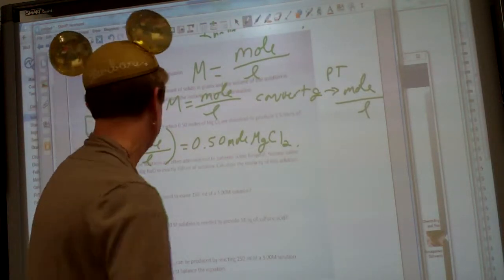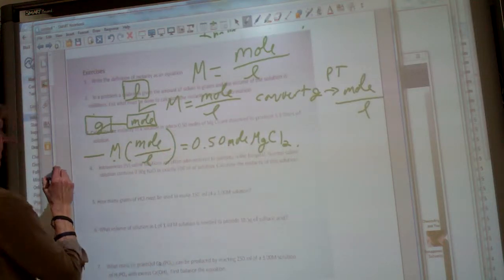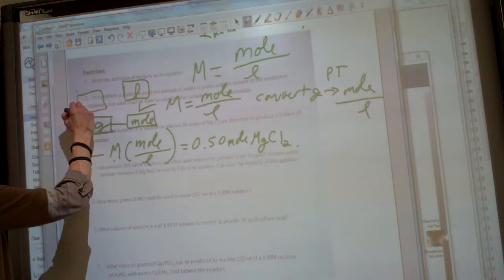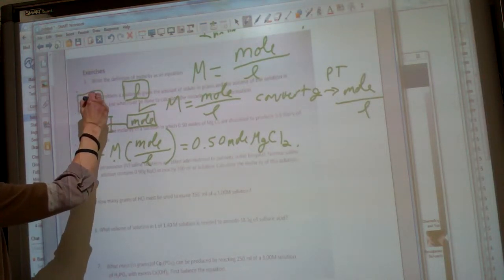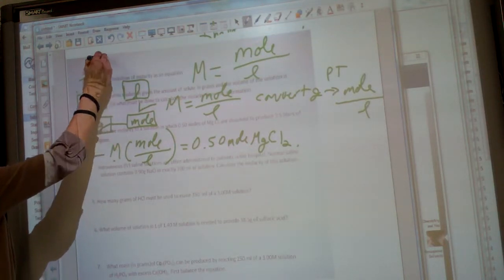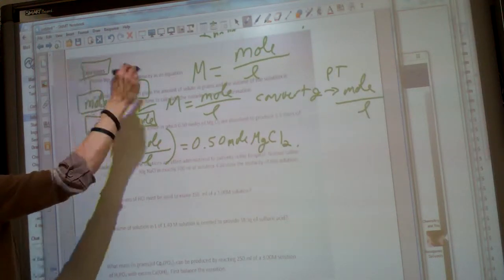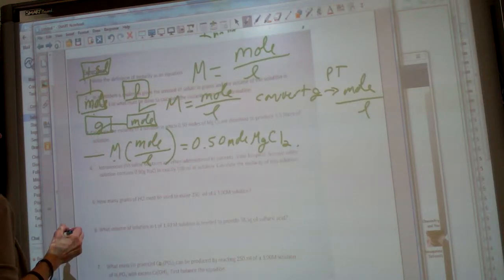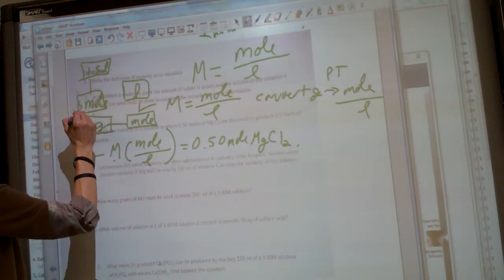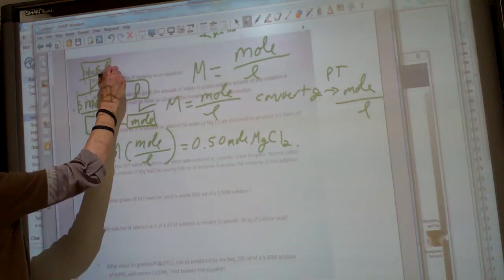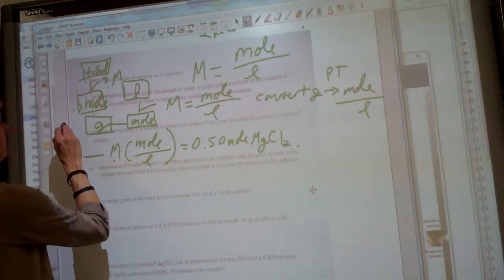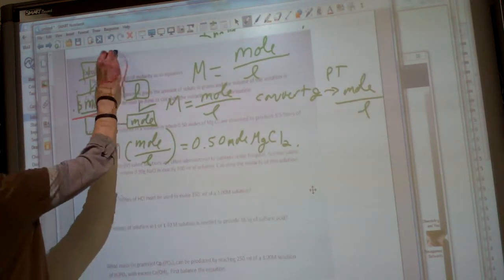Folks, this is what I do. Write that, and I draw my box. Right away I'm going to draw my box. I have to draw it up here so you can still see the problem. I'm given moles. I'm given a volume. I actually put my numbers in the box. So that helps me see, oh, okay, that's the info I'm given.